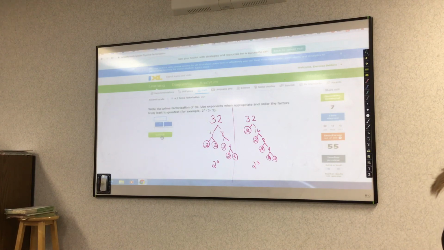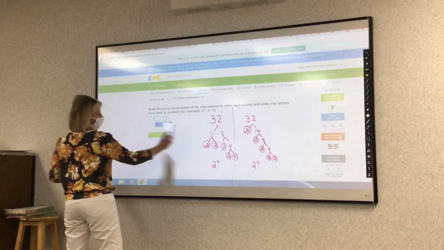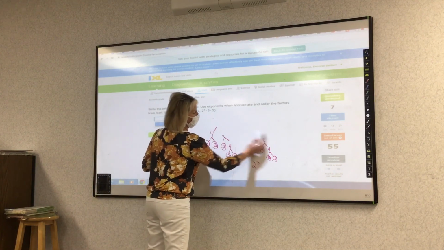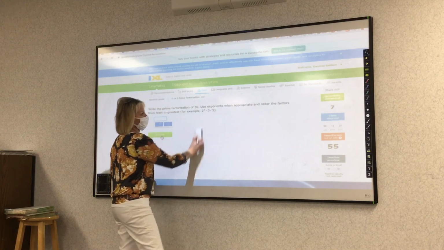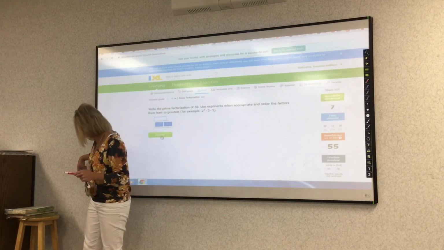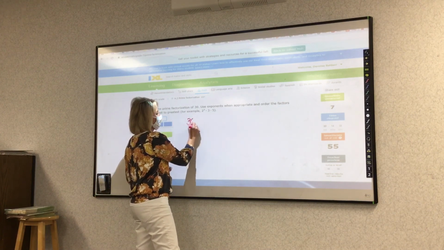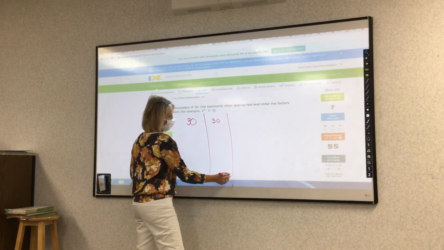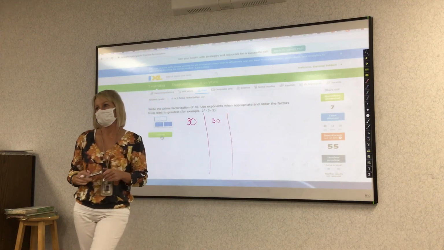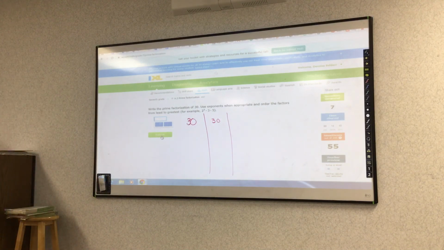Write the prime factorization of 30. This will be our last one together because we've already passed 55. Prime factorization of 30. I can go quick. As long as you get one, if there's still time, find another way.